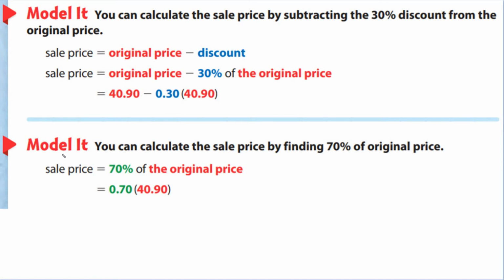Let's model it a second way. You can calculate the sale price by finding 70% of the original price. So 70% of the original price is 0.70 times $40.90. There's the one step. Think about that. If it's 30% off, basically that means you're paying 70% for that backpack.